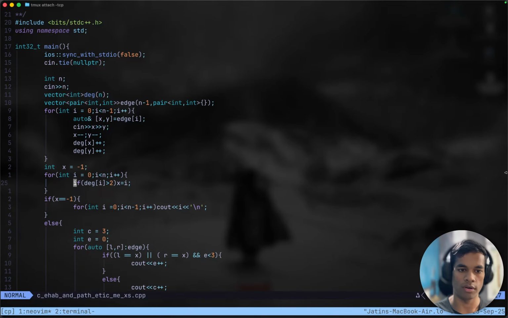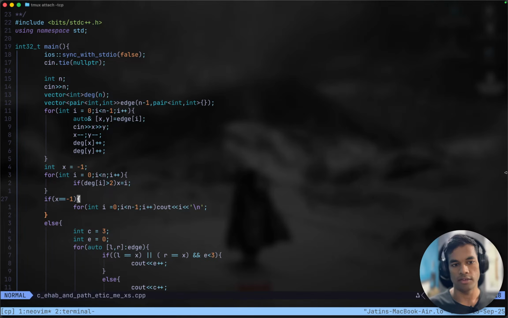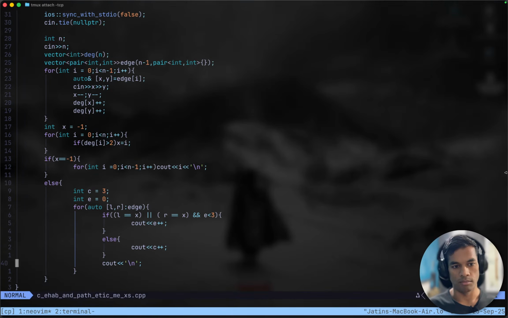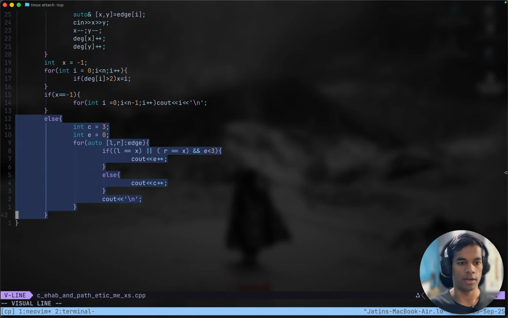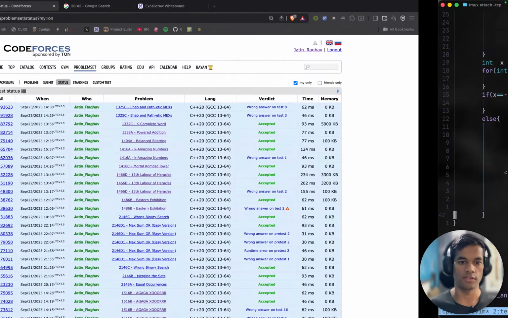And then we are looking for a node whose degree is greater than 2, or equal to 3, which is the same thing. And then we update our x to be equal to that particular node. And if x was not updated, then we do not have any optimization, and we output these numbers in any order, it does not matter. But if there is some such x node, then we can do some clever optimizations and do this.